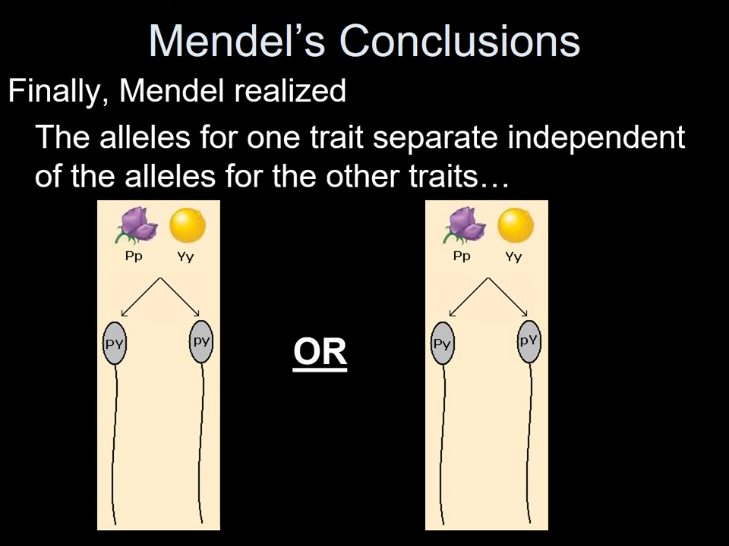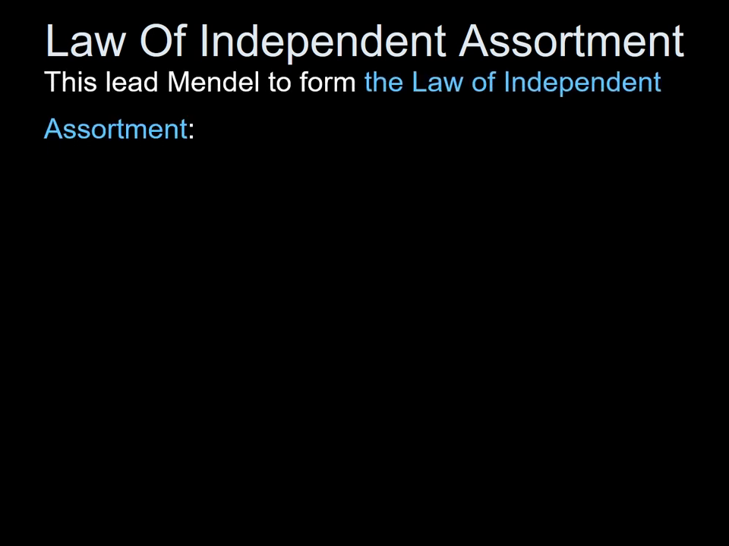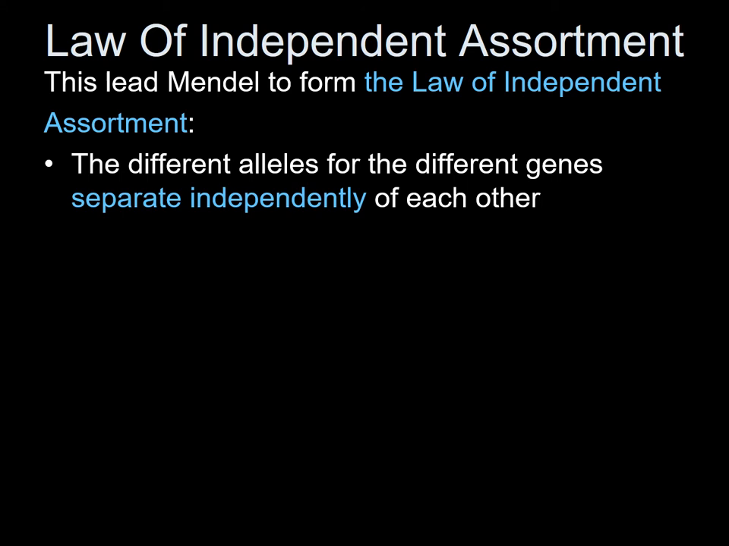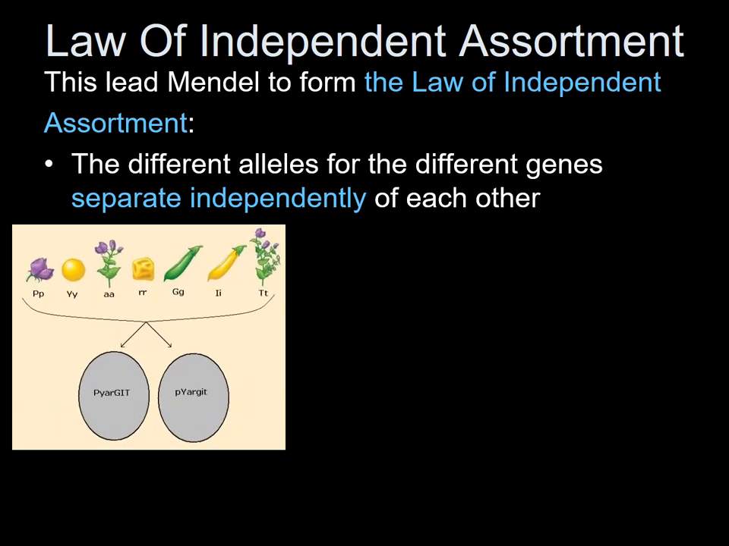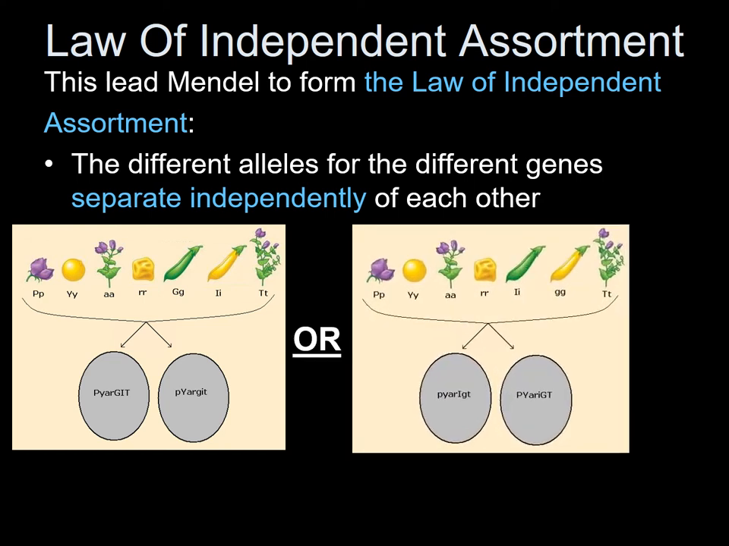So the way that the alleles sort doesn't depend on the other one, right? Or another way to think about it, the dominants don't have to stay together. You can get a dominant and a recessive. And he called that the law of independent assortment, right? That the way that the alleles sort is independent of the other ones. So you can get different alleles for different genes, and they separate independent of each other. You could get purple with green, dominant with recessive. You can get all different kinds of combinations, not an infinite number, but there are so many possible combinations.